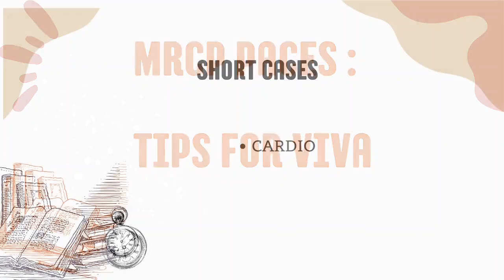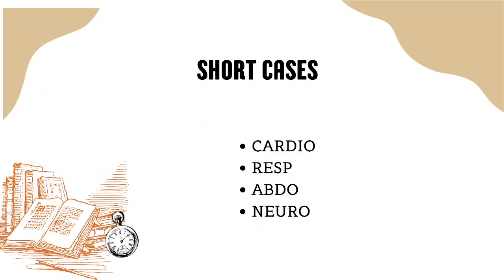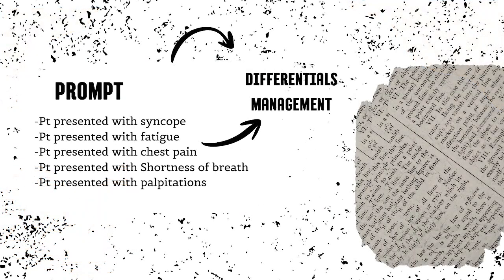Starting with the short cases first: cardiovascular, respiratory, abdomen, and the neurology station. As a general rule, there's a prompt given while you're going to examine the patient. A paper is stuck to the wall which has some instructions on it, such as this patient presented with breathlessness, please examine the cardiovascular system or examine the respiratory system. This is very important and should not be overlooked because it's going to help you in two ways. Number one, it's going to help you formulate a differential diagnosis. Secondly, it's going to modify your management plan.